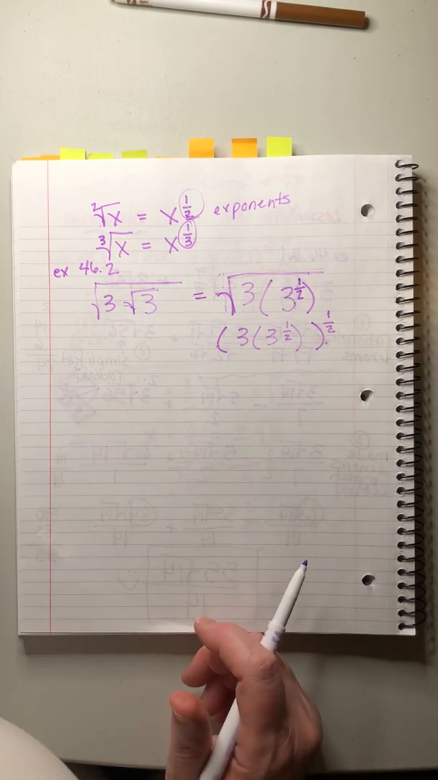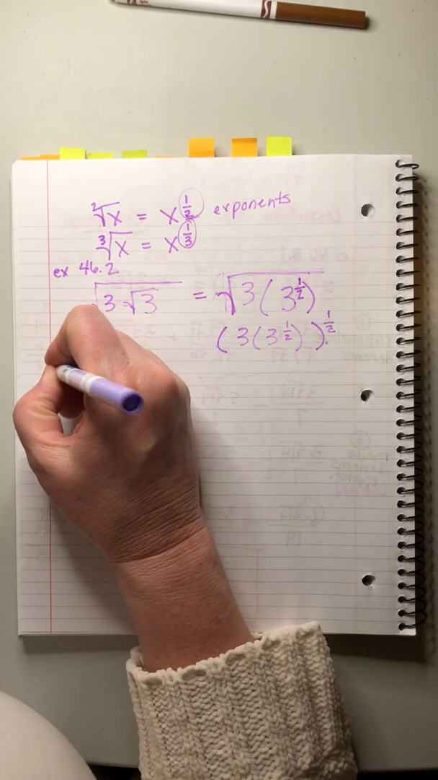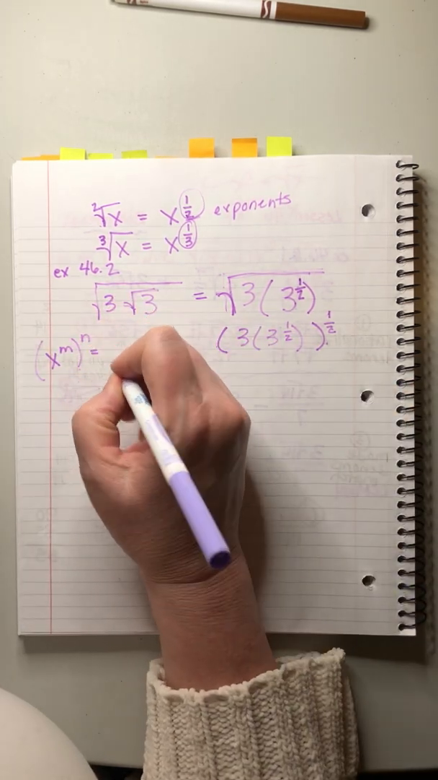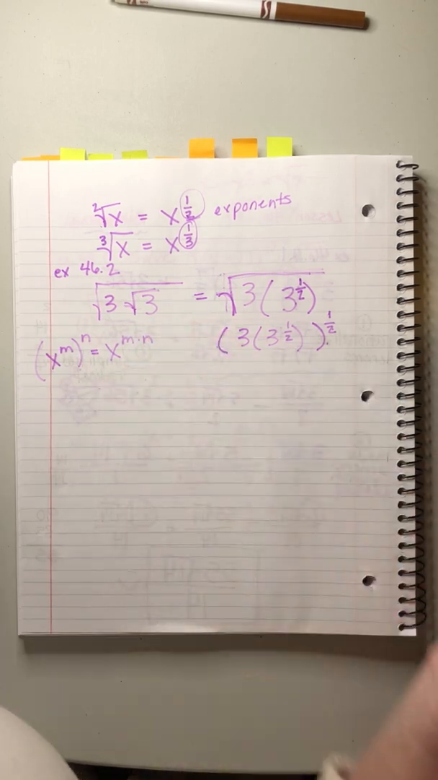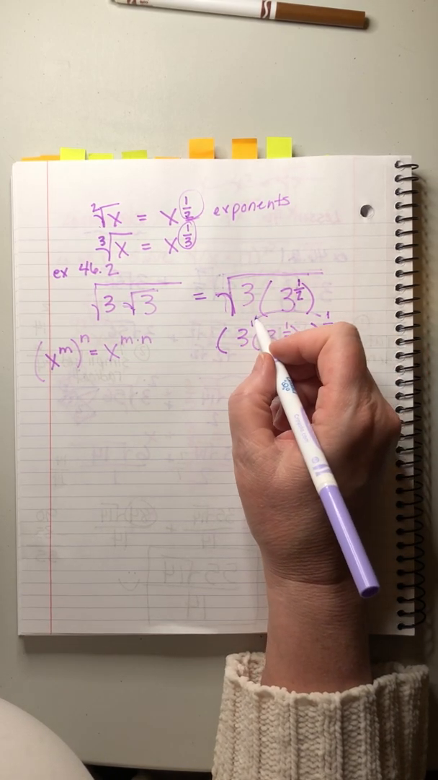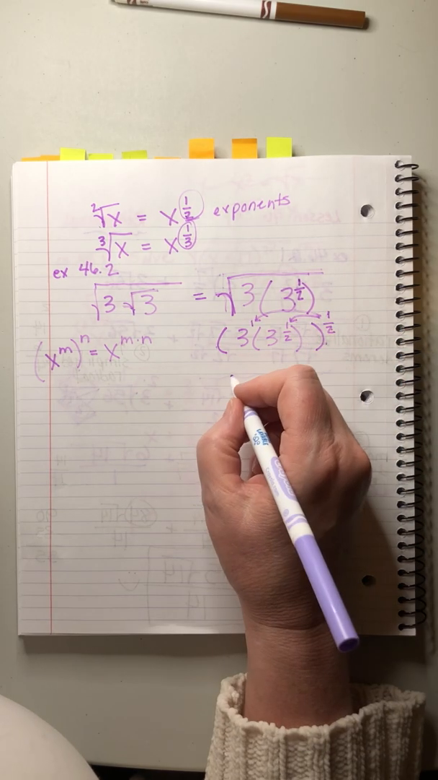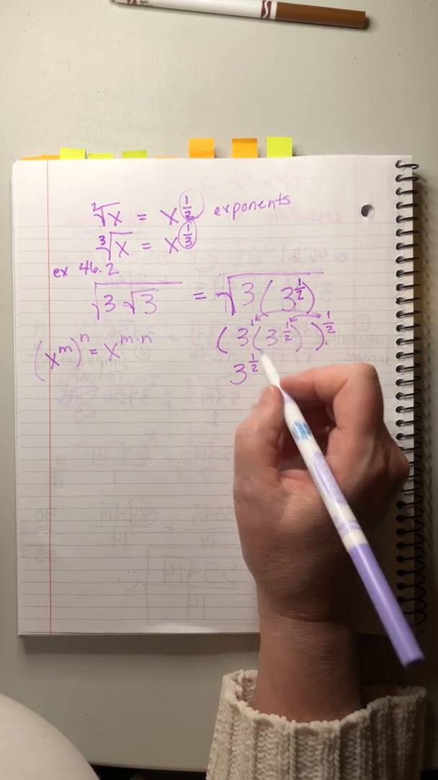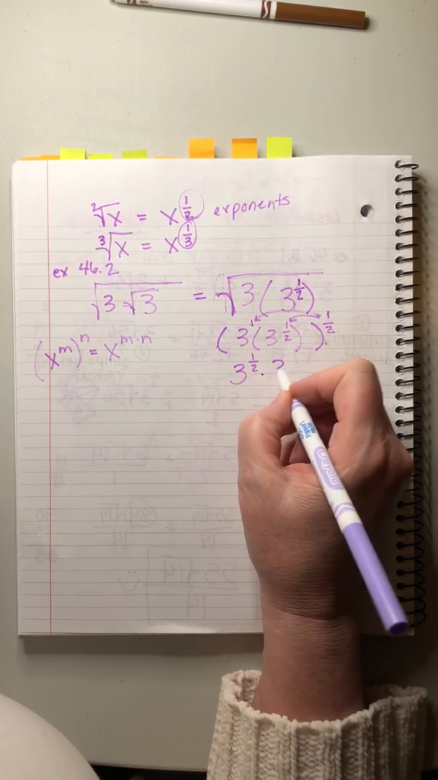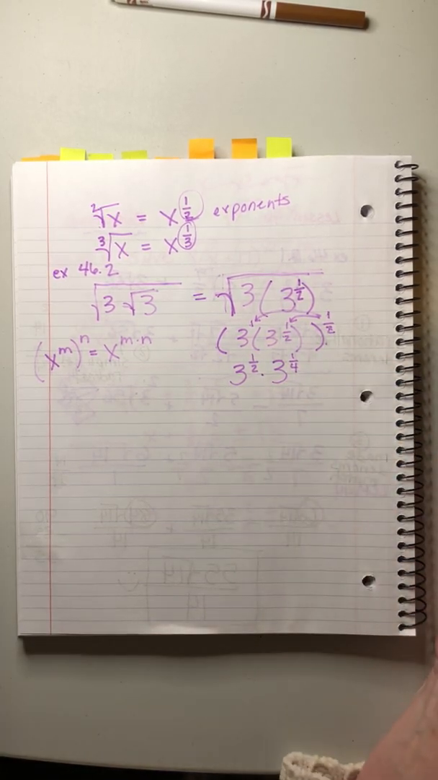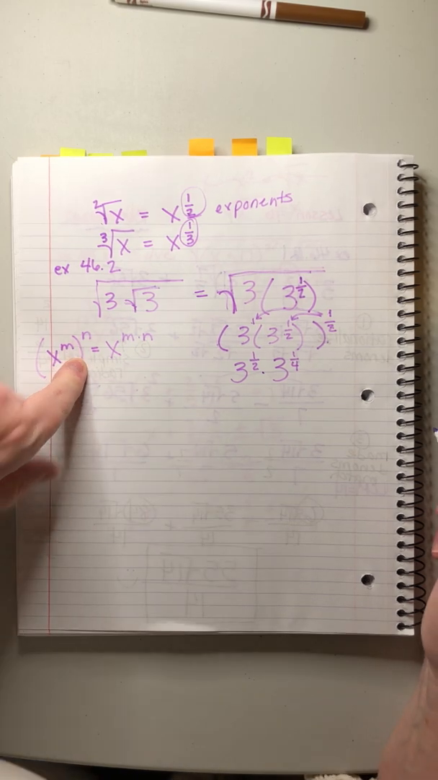Now I'm ready to use my power rule, which says if you're taking one exponent and raising it to a higher power, you multiply those two together. So now I know this has got a 1 on it, right? Because there's no exponent there. So I can multiply times that and times that. So my almost final answer is 3 to the 1/2, because 1 times 1/2 is 1/2, times 3 to the 1/4. 1/2 times 1/2 is 1/4. All right, we're almost there. We used the power rule to simplify.